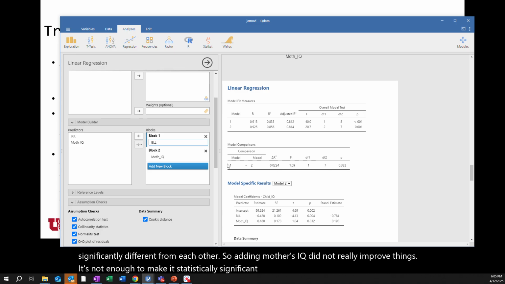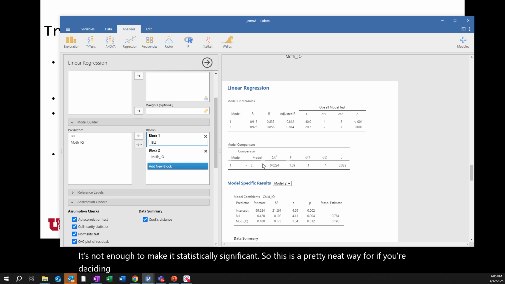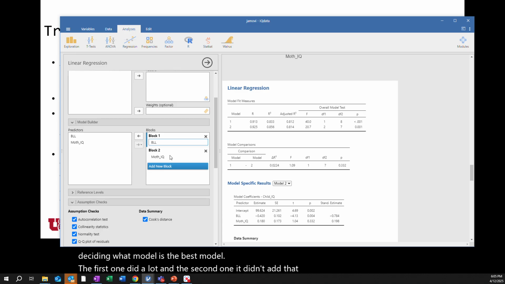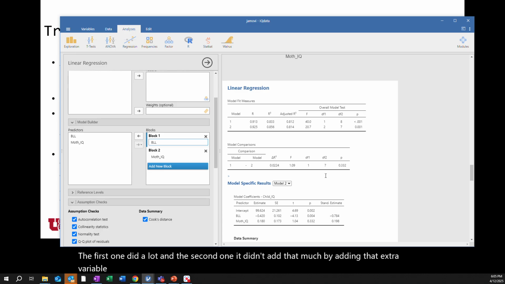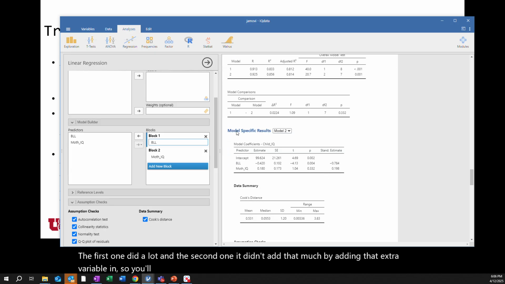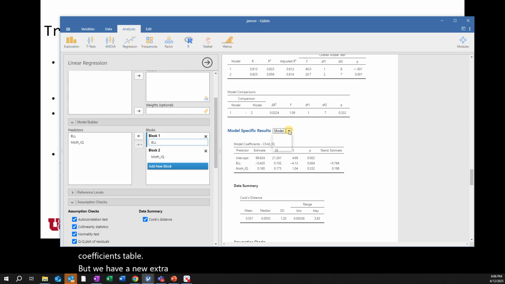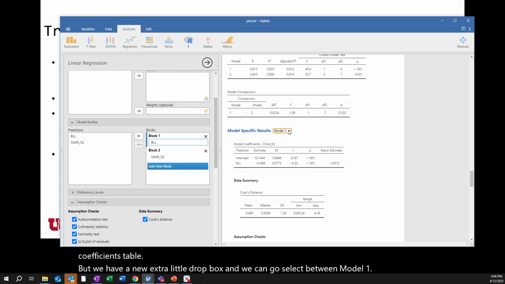So this is a pretty neat way of deciding what the best model is. The first one did a lot, and the second one didn't add that much by adding that extra variable in. You'll notice down here under the model specific results, we have our coefficients table, but we have a new little drop box, and we can select between model 1 and model 2.